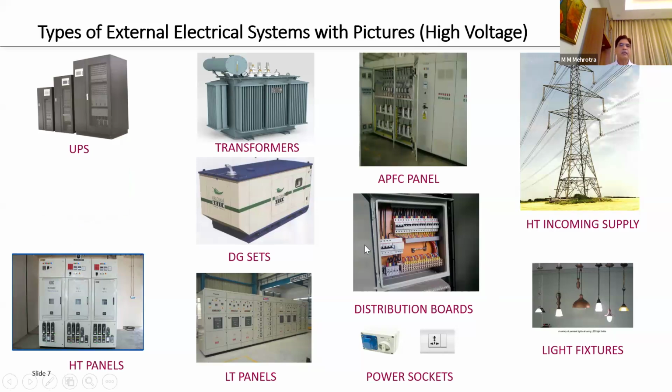Then there are two more components here: APFC panel and UPS. APFC is automatic power factor control panel. Power factor, I will not discuss what it is, but if it is provided, then the utility company will not impose any penalty on us, because this affects the utility company, not me.